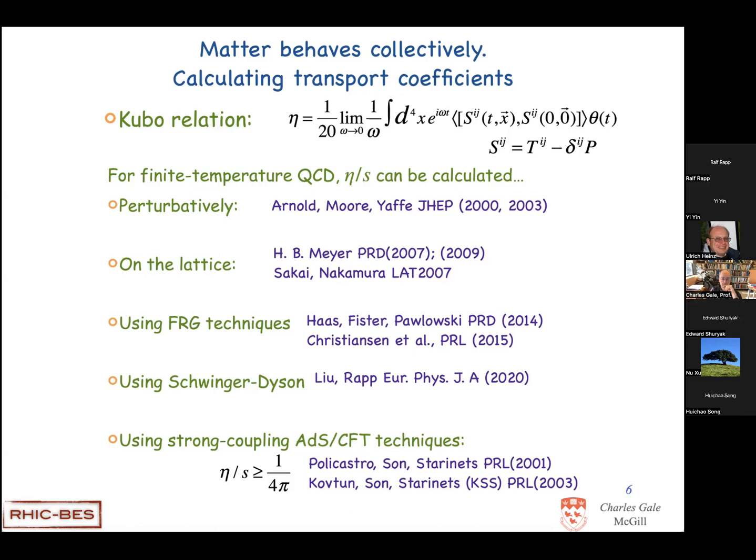You can use functional non-perturbative techniques like the functional renormalization group. This has been followed by several groups. Our chair has been doing Schwinger-Dyson calculations to calculate the shear viscosity. And one of the breakthroughs in this field, which brought our field closer to string theory, was done some years ago, where it turns out that you can calculate what has been claimed to be a lower bound to the shear viscosity divided by the entropy density using string techniques. So AdS conformal field theory techniques.